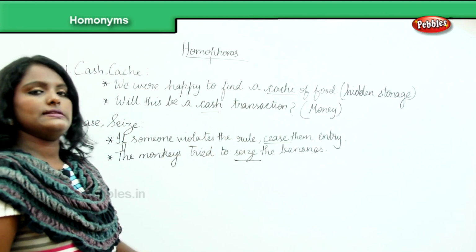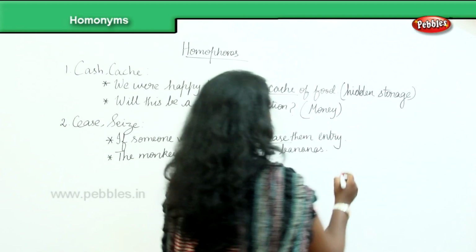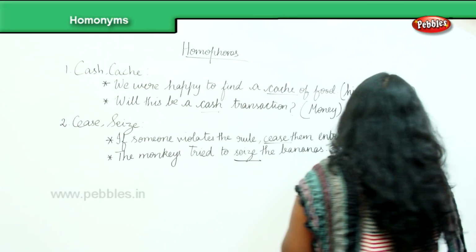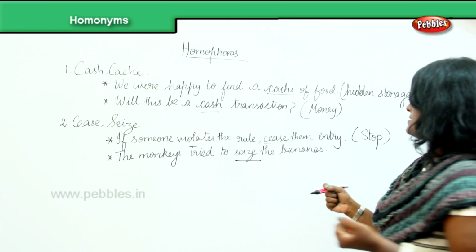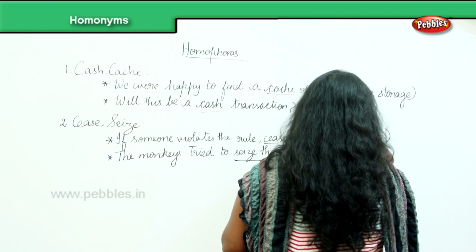So what are the different seizes here? What does this mean? Seize them entry is stopping them from entering. The monkeys try to seize the bananas. That means grabbing.